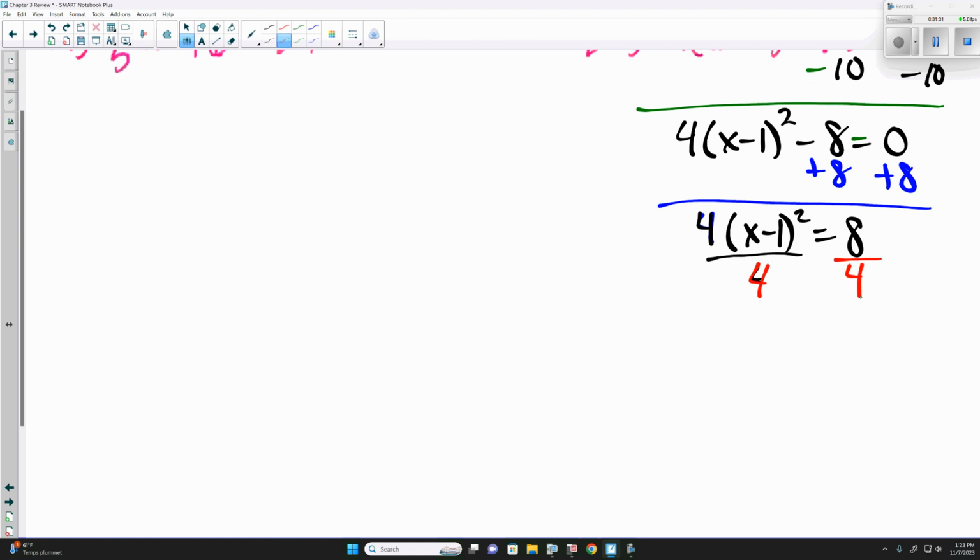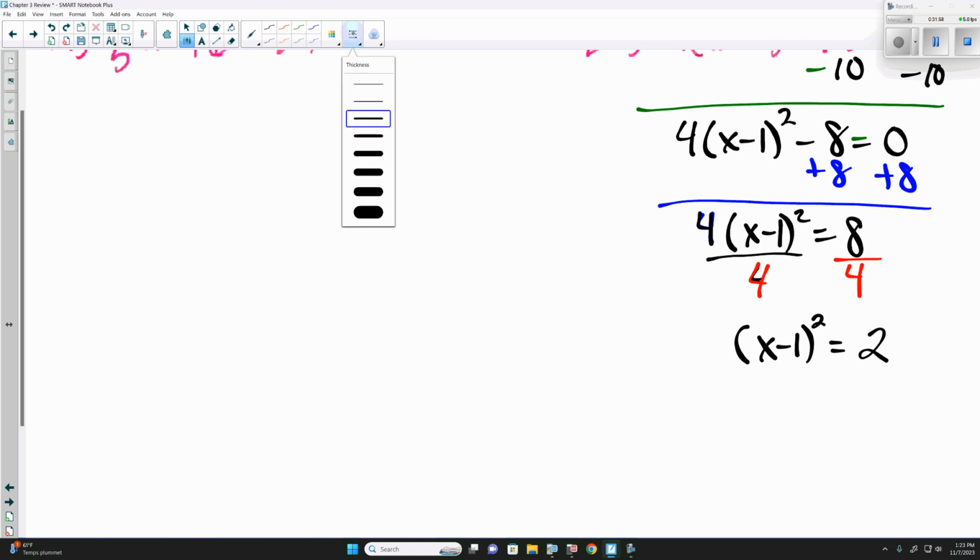Because again, for the square root method, we need to get the term being squared by itself. Because we're not so much worried about what's inside. I'm more worried about the set of parentheses, because the set of parentheses being squared, it's what's being squared. We need it by itself. So we had to move the 8 over by adding it. We had to move the 4 over by dividing it. Now is the set of parentheses by itself? Yeah.